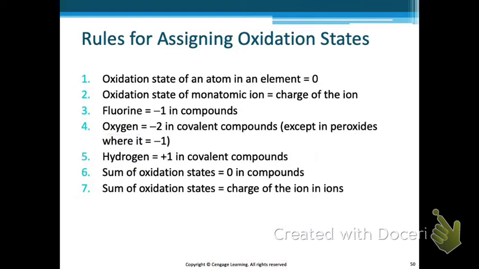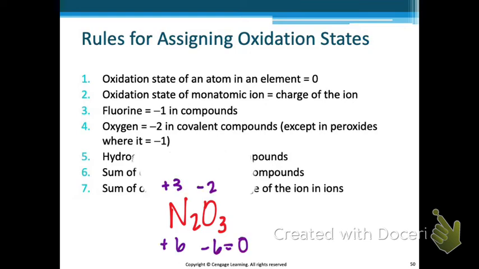Let's try this one. N2O3. Do you want to do it by yourself? Yes. Okay, do it. You got it. There's a lot of examples of this. The next slide we'll do a lot of them. We can do some together.